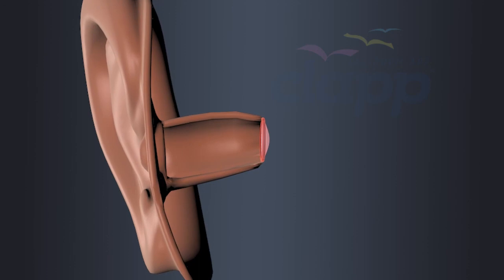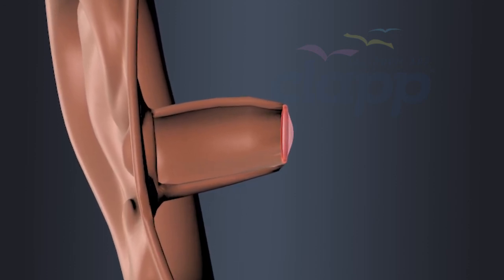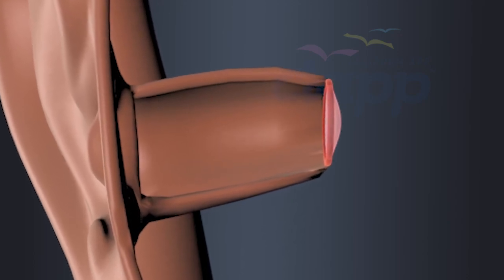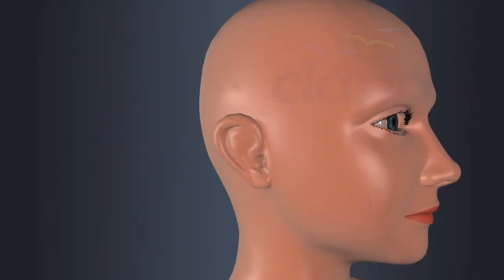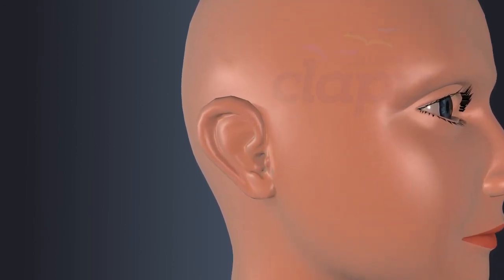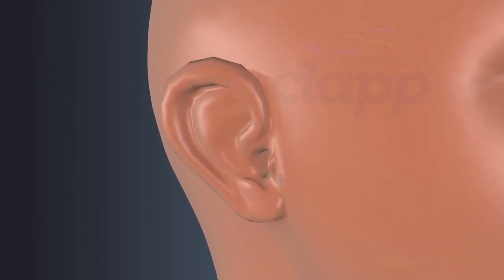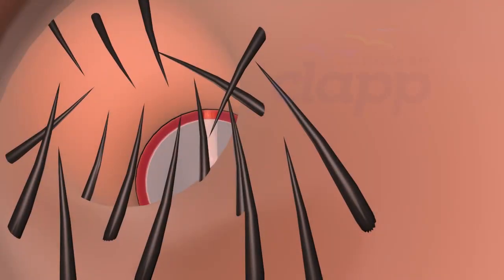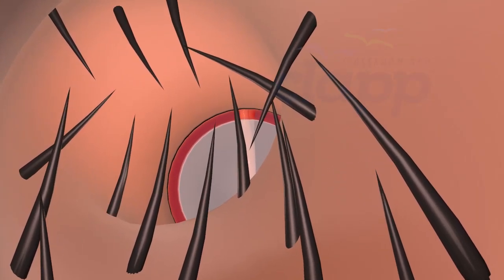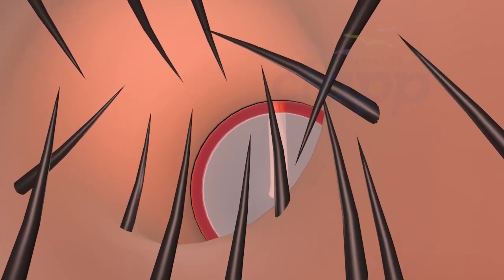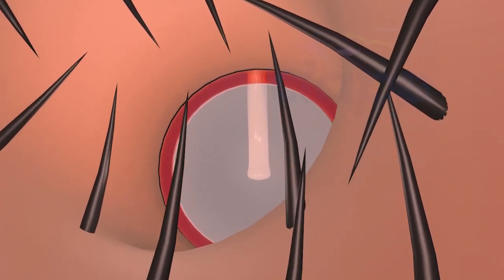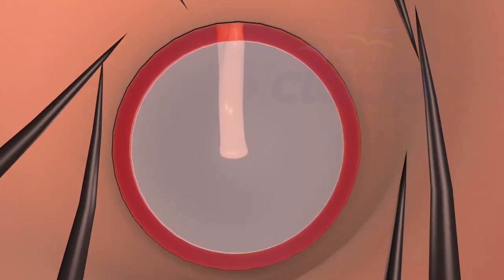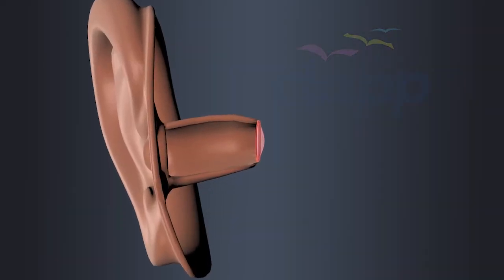Auditory canal is also known as ear canal. Auditory canal is a tube-like structure that extends from the outer part of the ear, the opening of pinna, to the eardrum. Auditory canal is approximately 2.5 to 3 centimeters long and about 0.7 centimeters in diameter. It is lined with skin and fine hairs that help to trap dust particles and prevent foreign particles from entering into the ear.